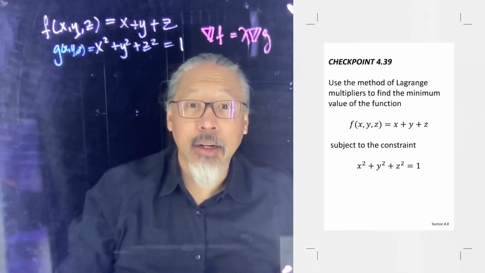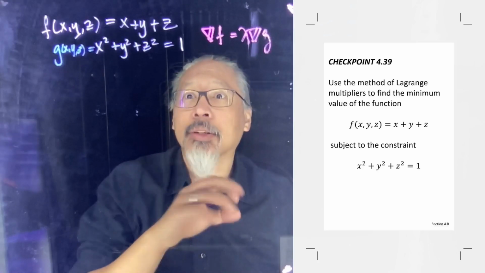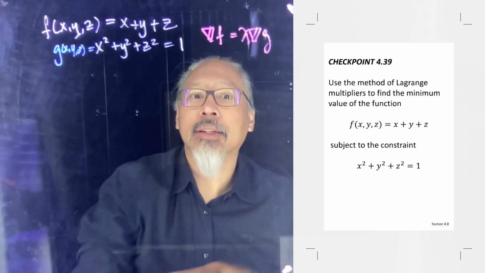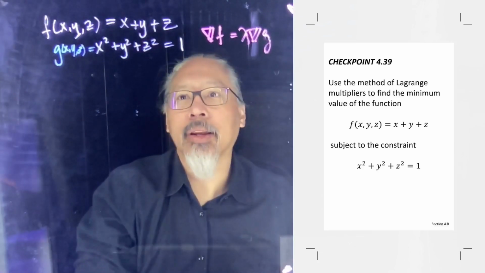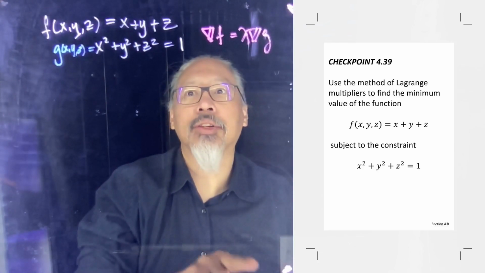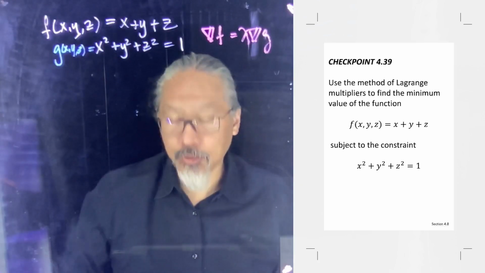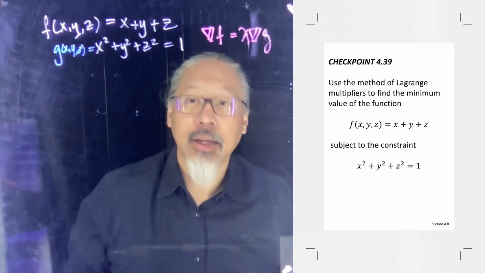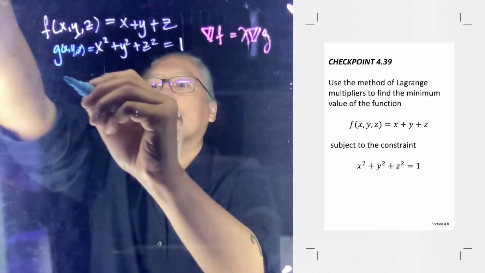Now, in this case we have three variables, x, y, and z, and so we're going to have three components for a gradient. So that would give us three equations, and along with the x, y, and z, there's also a lambda, so that's four unknowns. And that will give us our system of equations that we're going to solve for.